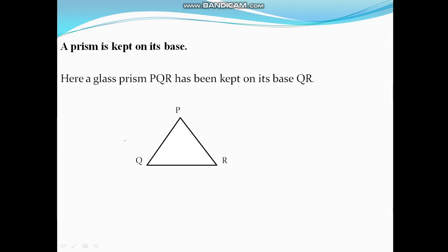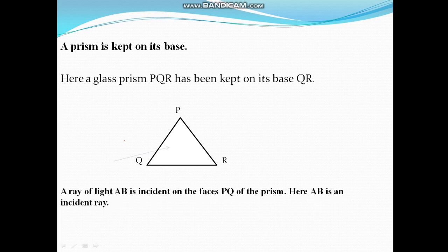Now a prism is kept at its base, and here you can see that it is kept on the surface PQR. So this is how we draw the prism on a piece of paper. Now we'll have this light AB. You can see it is falling on the face PQ of the prism. So since it is falling on the prism, it will be called the incident ray. This is the normal at the point of incidence.